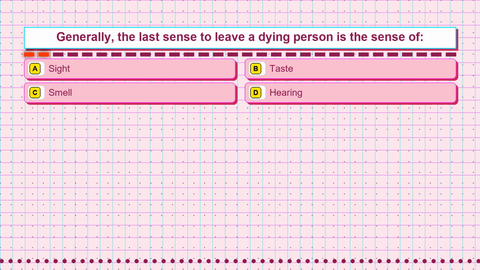Question 82. Generally, the last sense to leave a dying person is the sense of option A, sight, option B, taste, option C, smell, option D, hearing.